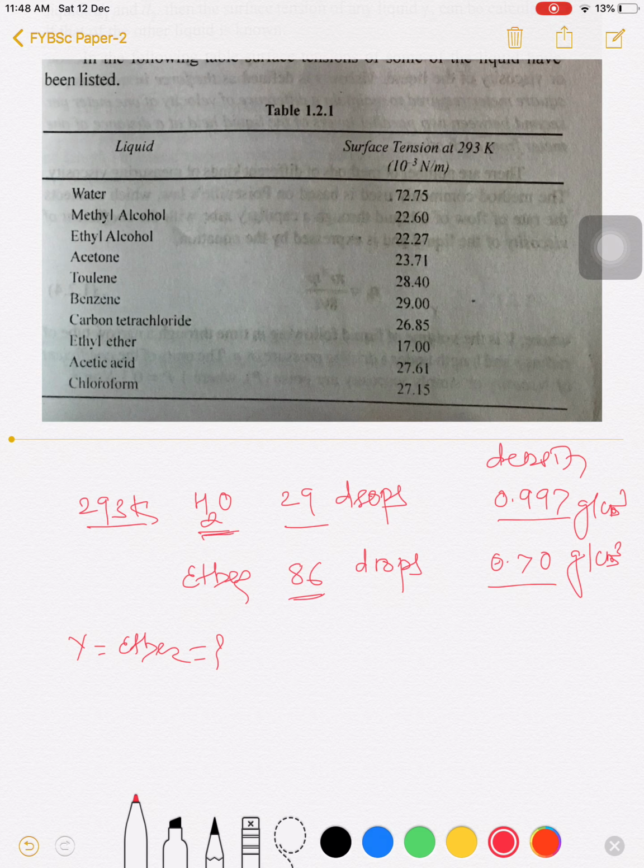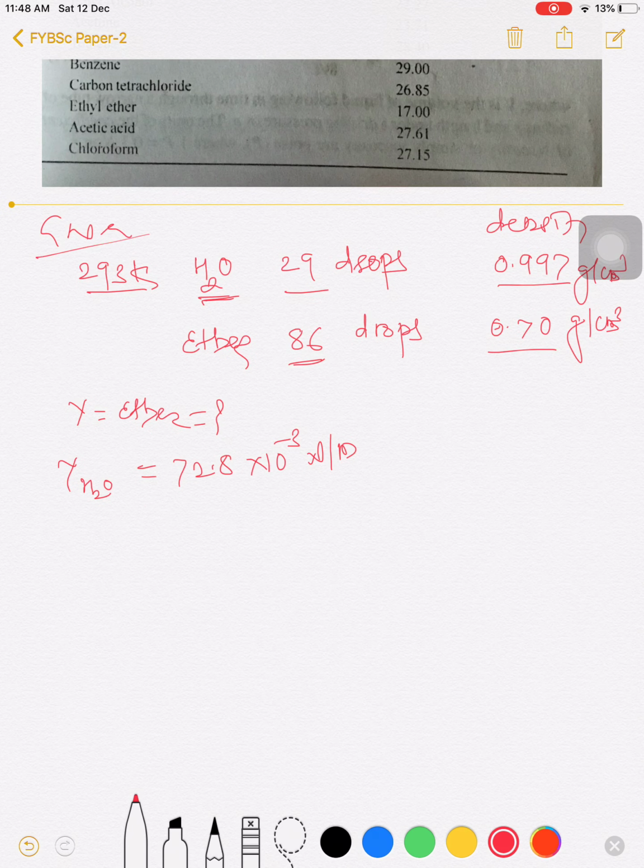If the surface tension of water is 72.8 into 10 raised to minus 3 Newton per meter. Okay, so all this is given. The problem is: at 293 Kelvin the water gives 29 drops when coming from the stalagmometer from mark A to mark B, having density 0.997, and the same procedure is followed for ether, and this ether gives 86 drops from mark A to B, having density 0.70. The surface tension of water is 72.8 into 10 raised to minus 3 Newton per meter. And the question is to calculate the surface tension of ether.